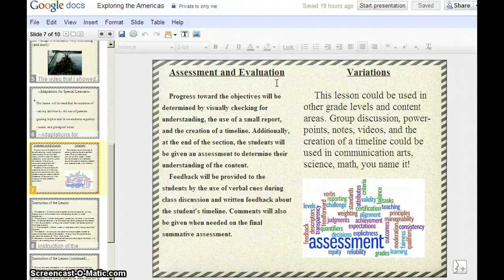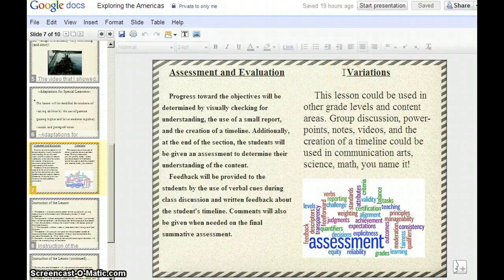Feedback was provided to the students by the use of verbal cues during class discussion, as well as written feedback about the students' timelines, and then any relevant comments on their summative assessment that were necessary I put on there as well.